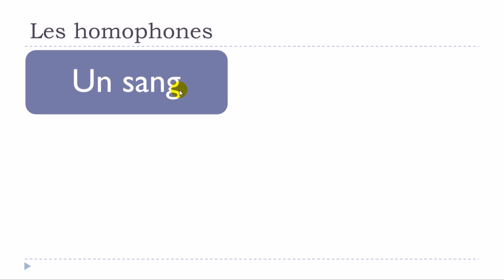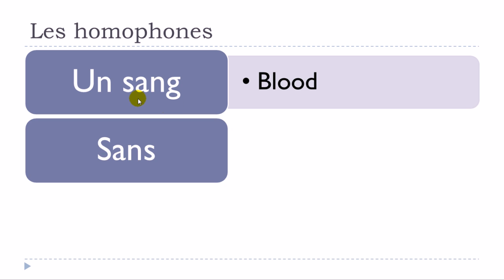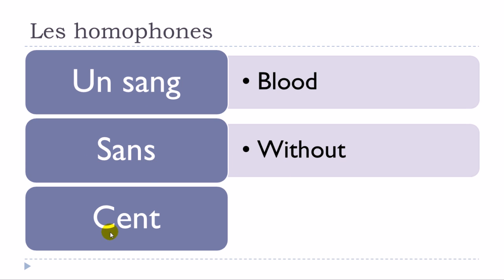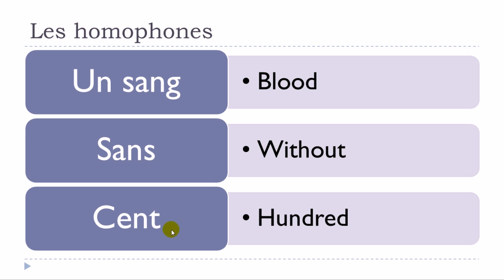Un sang. Remember this G here doesn't exist, so un sang. And then here we get this sans. Quite useful because it means without, sans. And we've got a third one, sans, written like that, and it's 100. So un sang, sans, sans.